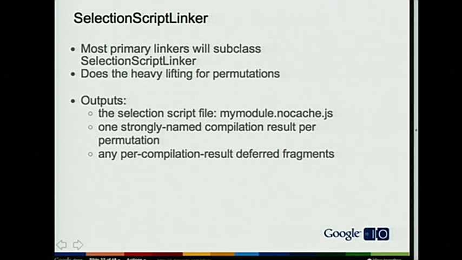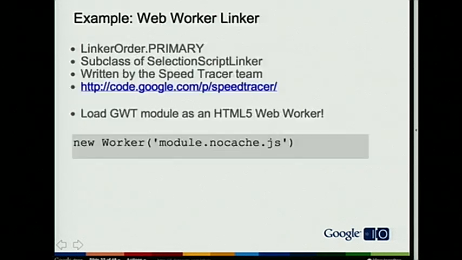SelectionScriptLinker is something already written for you that understands all of these things that have to be done and can do them for most primary linkers. It just needs a little bit of additional input to tell it how to work. And I'm going to explain it in a little more detail using the Web Worker linker.